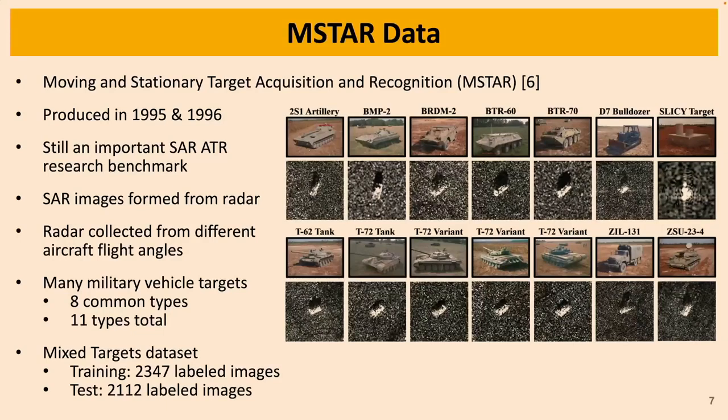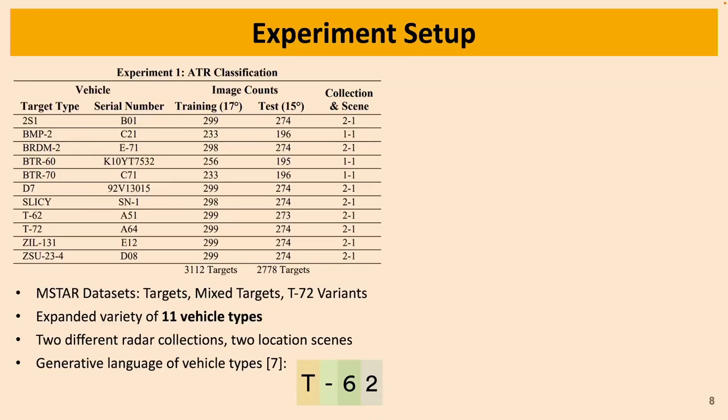And so to do that, we're going to combine it with some of the other MSTAR datasets. We're going to grab out 11 different target examples, combine those together. We got 3,000 training images, almost 3,000 test images. And then we want it to generate language.